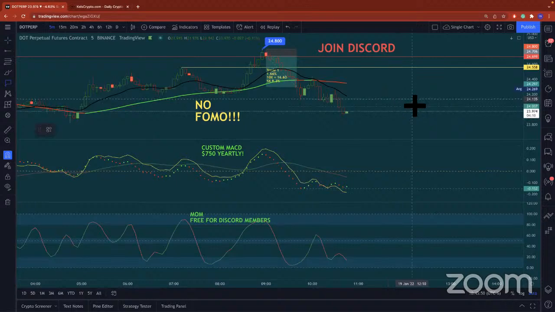Mark this. And the swing low will be your stop loss.